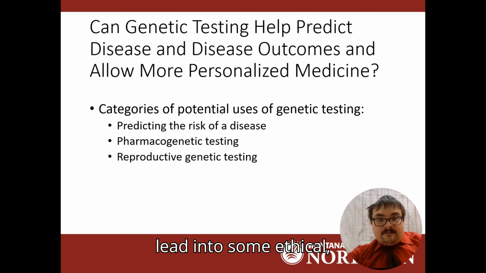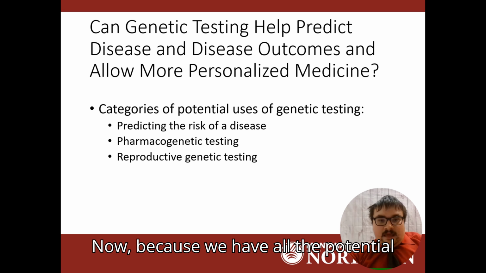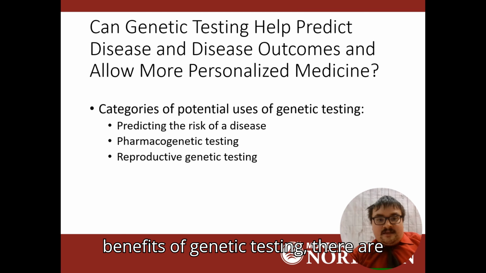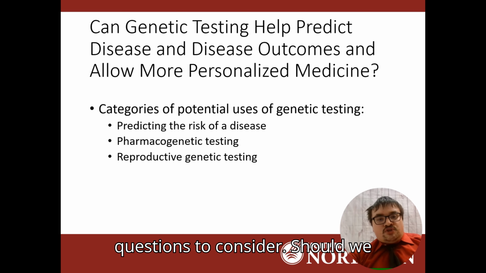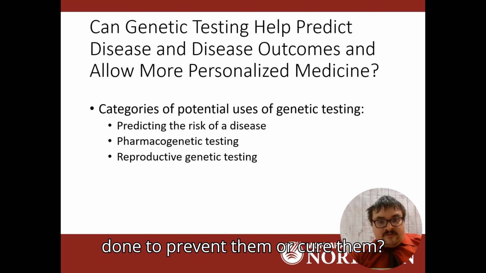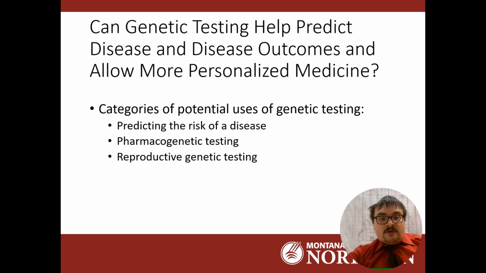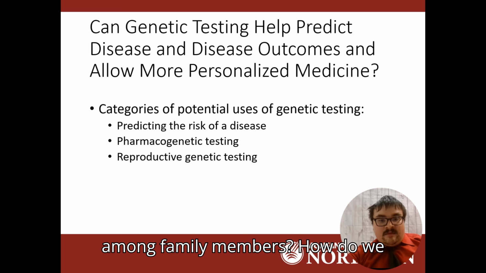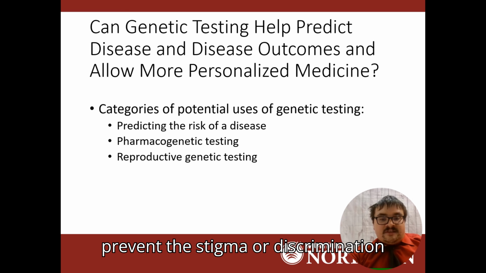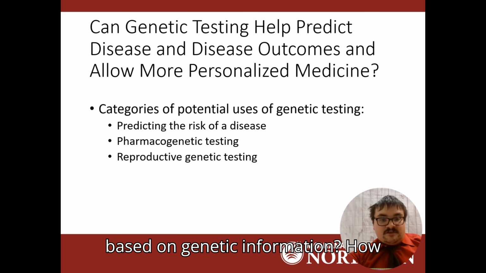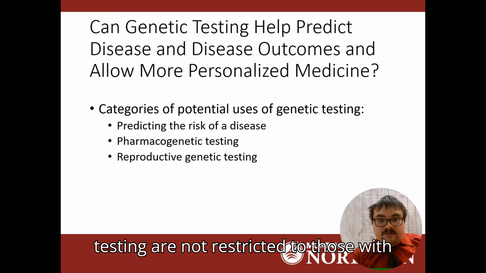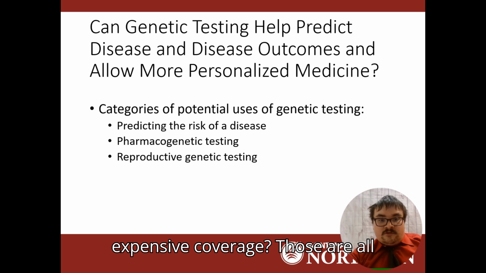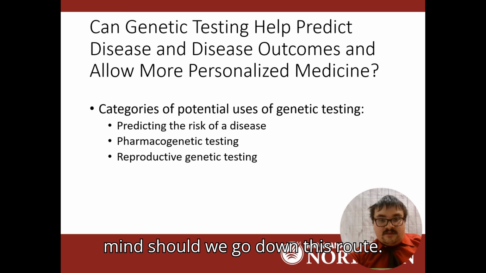Now, this does lead into some ethical, legal, and social issues as well. Because we have all the potential benefits of genetic testing, there are still important ethical and social questions to consider. Should we identify the disease when little can be done to prevent or cure them? Should genetic risk information be shared among family members? How do we prevent the stigma or discrimination based on genetic information? How do we ensure the benefits of genetic testing are not restricted to those with expensive coverage? Those are all questions that we would have to keep in mind should we go down this route.